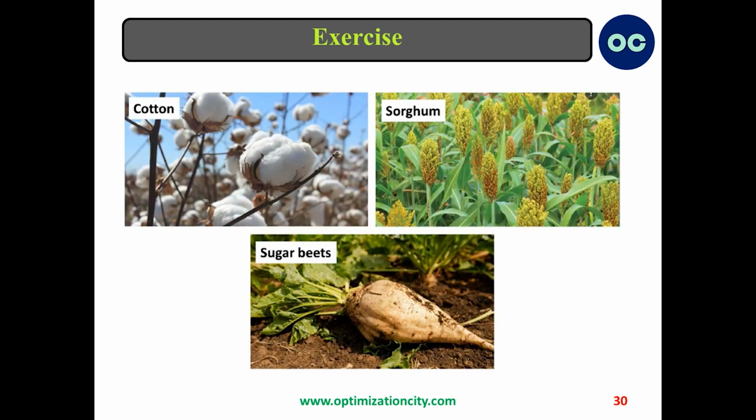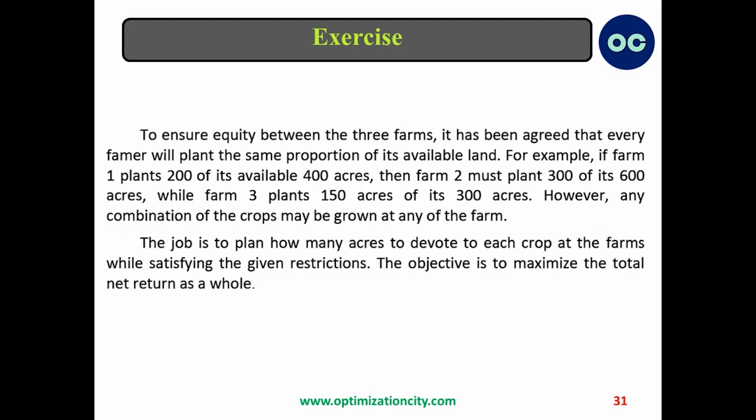Here is a figure of cotton, sorghum, and sugar beet, which are very popular crops in the farming industry. To maintain fairness among these three farms, it has been decided that each farmer has to allocate the same proportion of their available land for planting. For instance, if farm 1 plants 200 of its available 400 acres, then farm 2 must plant 300 of its 600 acres, and farm 3 plants 150 acres of its 300 acres. However, any combination of crops can be grown on any of the farms. The task is to determine how many acres of each crop should be allocated to each farm while adhering to the given constraints. The objective is to maximize the overall net return.